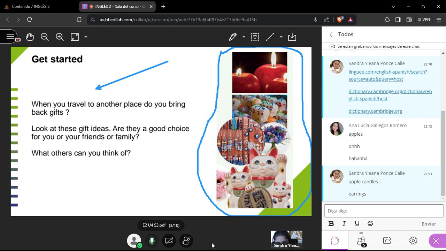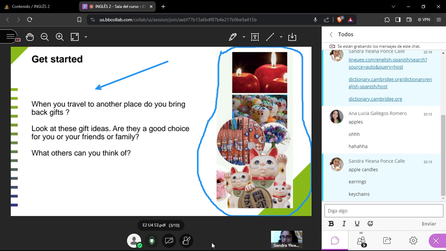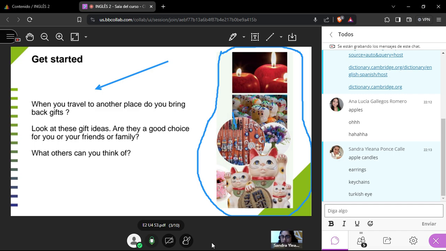They are earrings. Probably some of them are keychains. In English, ojo turco is Turkish eye. All right. Okay, and in number two, we have some specific presents, some specific souvenirs.